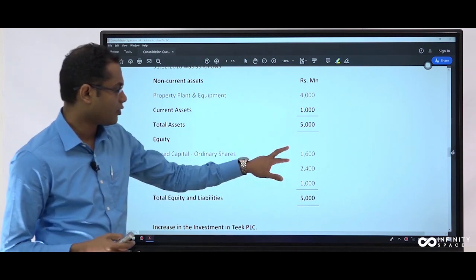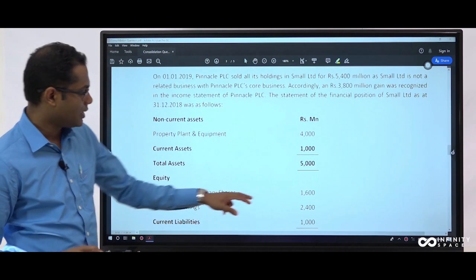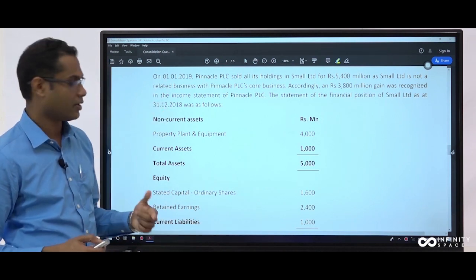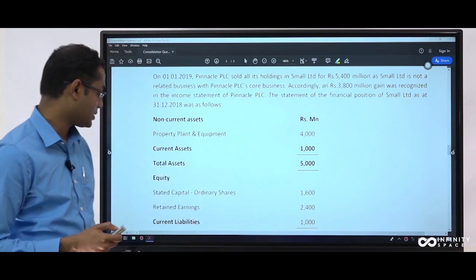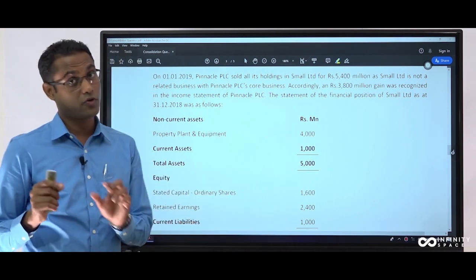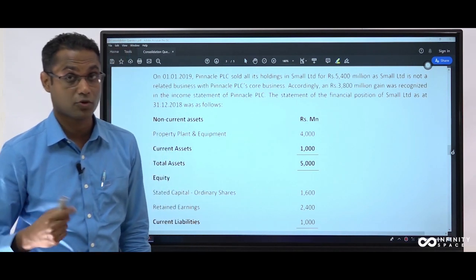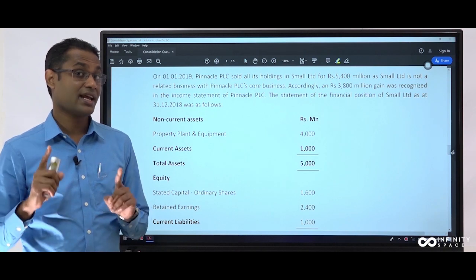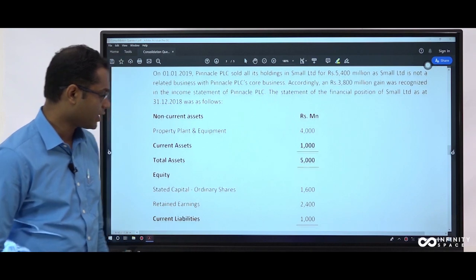You see, on the date of disposal, if you look at the net asset value, 31st December 2018 and thereafter 1st January 2019, what is the total net asset value? 1,600, that is share capital, plus the retained earnings 2,400, altogether 4,000. Because when you calculate the disposal profit in the group accounts, the important information is the subsidiary's net assets at the date of disposal, which is how much? 4,000. Right, moving on.